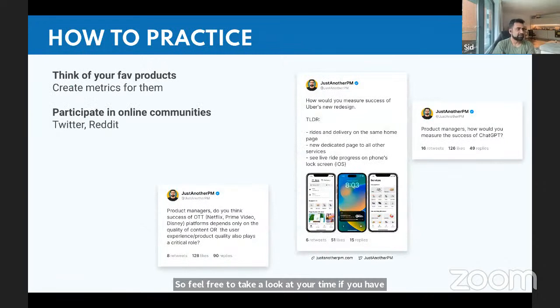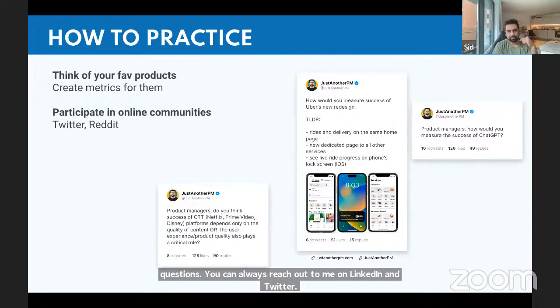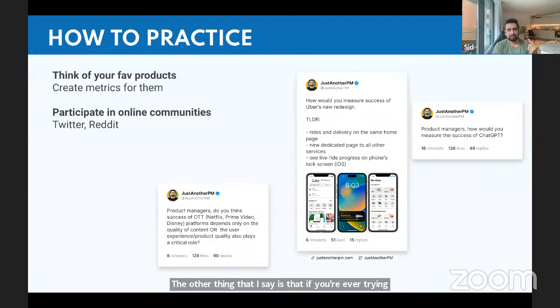The other thing that I'll say is that if you're ever trying to get better with metrics, believe me when I say this, this is the easiest thing you can do on your own. You don't need anybody's help, right? Just pick up any product you use, any app on your phone or any app on your TV or any software that you use, be it SaaS or whatnot, and then ask yourself, hey, I want to measure success for this. How would I do it? And then just go through the entire exercise, right?